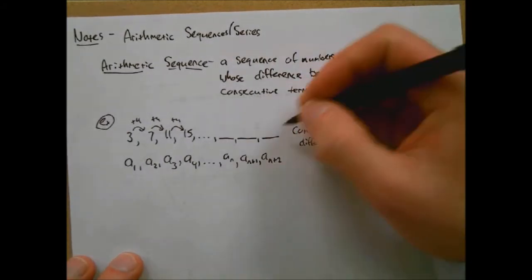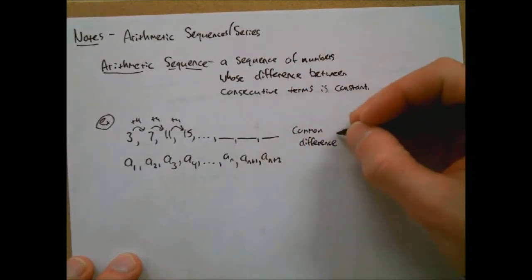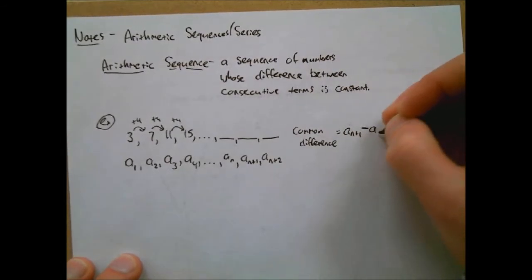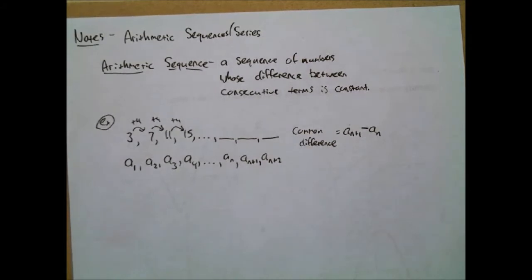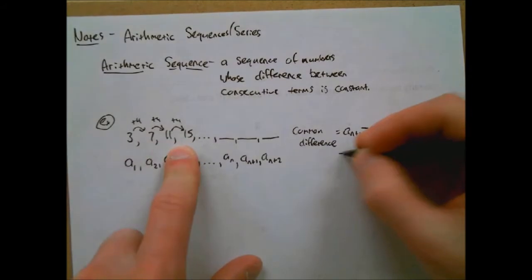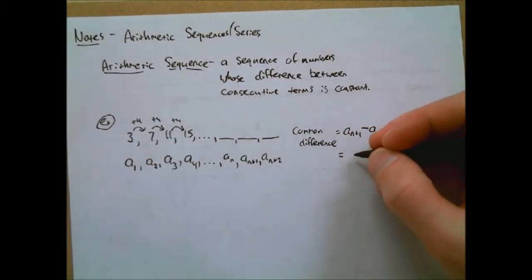Brains. All right, so the common difference is a sub n plus 1 minus a sub n. So it's the next consecutive term, like the next term minus the previous term. Consecutively speaking. In this case, we can pick any two numbers and subtract: do the previous one subtracted from the next one. So 11 minus 7, as an example there.